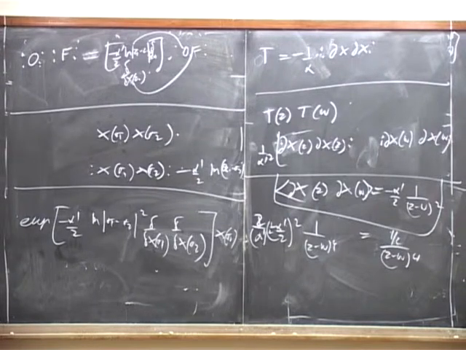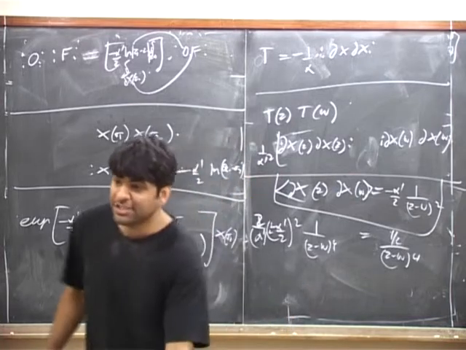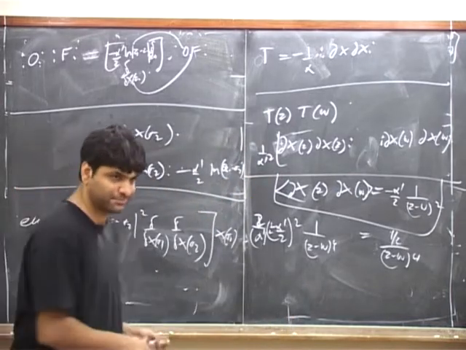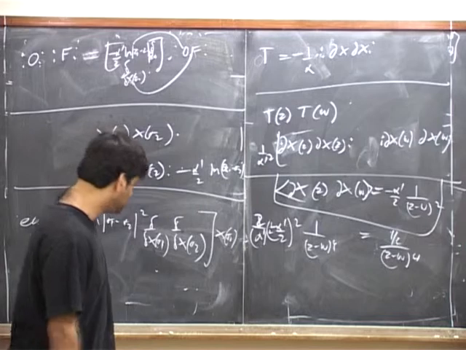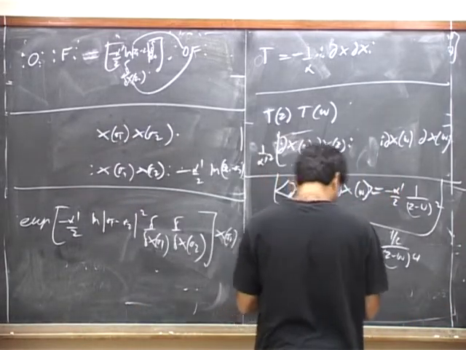Is this clear? Okay, what about the next term? What about the term in which just two of the x's are contracted?